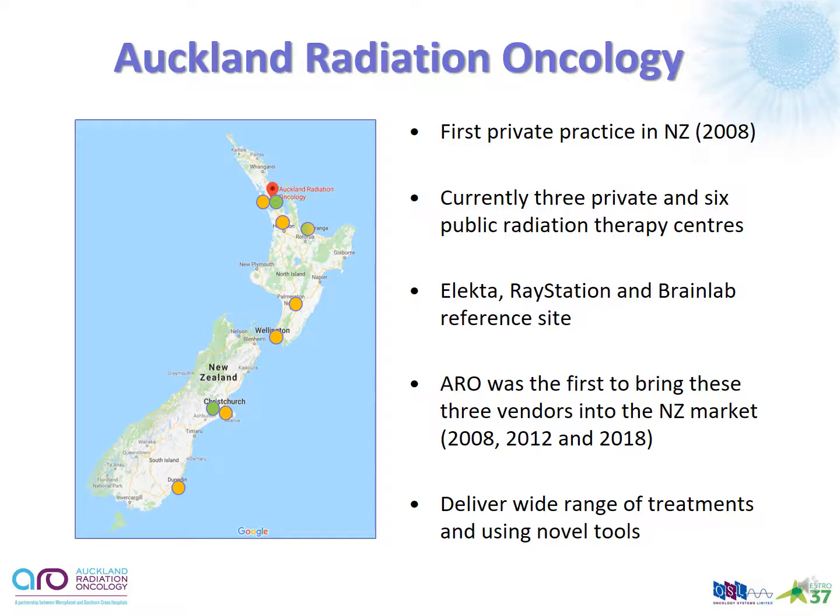We are an Elekta, RayStation and BrainLab reference site, so we use 3 Elekta Agility or Versa HD linear accelerators, all using the Hexapod 6 degree of freedom couch, and the advanced imaging, for example 4D cone beam. We use RayStation treatment planning system and have done so since 2012, and we've recently become a BrainLab ExactTrack reference site, which we installed on one of our new machines earlier this year.